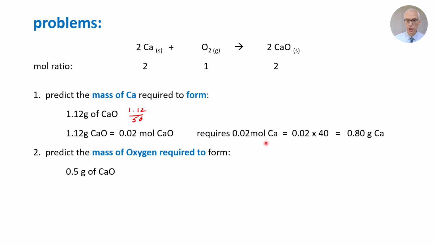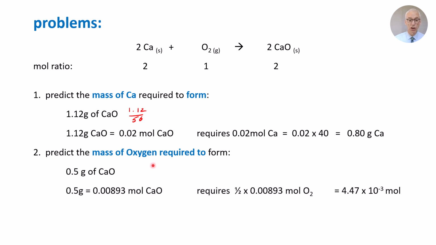So what's the mass of 0.02 moles of calcium? Multiplied by the relative formula mass: required moles of calcium times 40 comes to 0.8 grams of calcium. So 1.12 grams of calcium oxide requires 0.8 grams of calcium. Here we're forming 0.5 grams of calcium oxide.